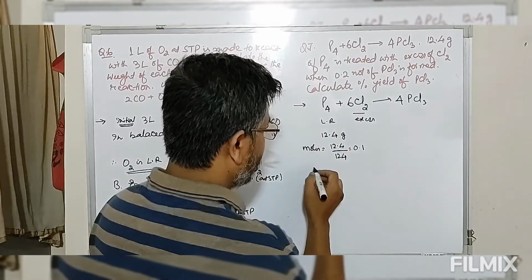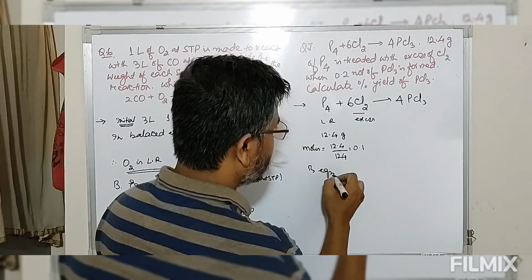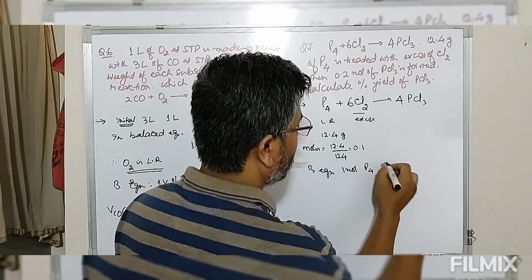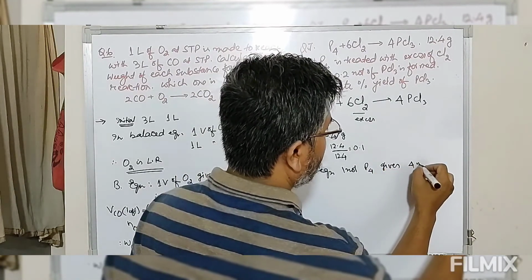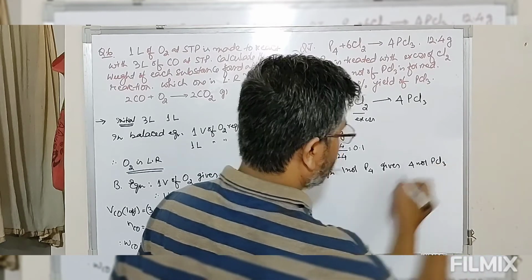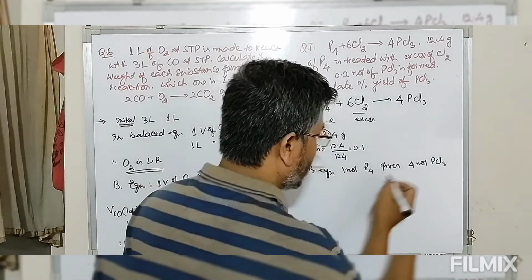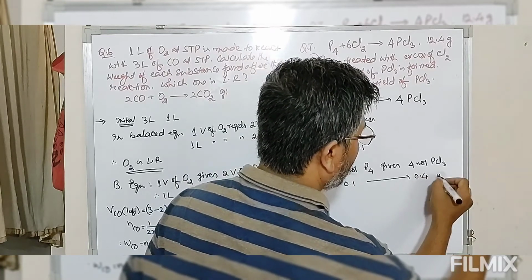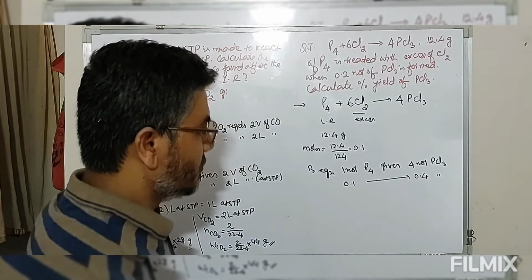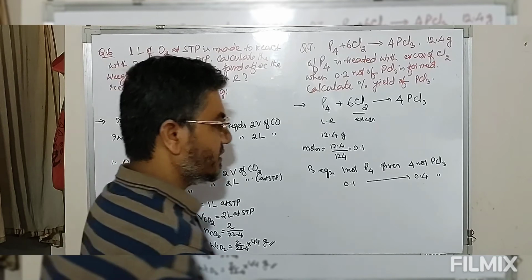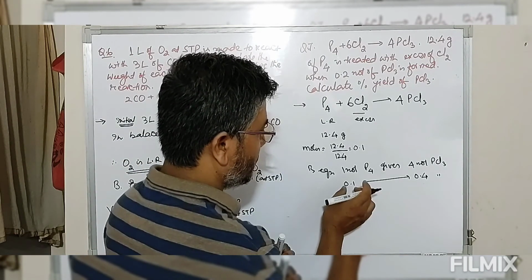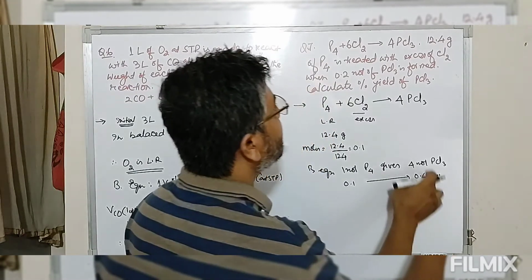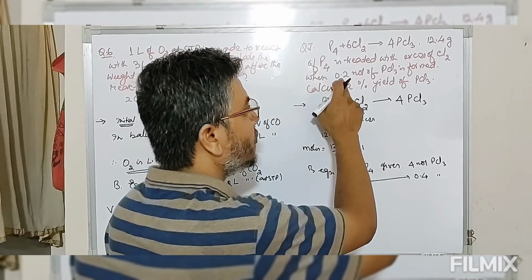Now look at this. In this balanced equation, 1 mole P4 gives 4 mole PCl3. So if 1 mole gives you 4 mole, then 0.1 will give you 0.4 moles of PCl3. So the quantity of PCl3 that could be expected from 0.1 mole of phosphorus is 0.4. But how much is formed? Only 0.2 mole is formed.